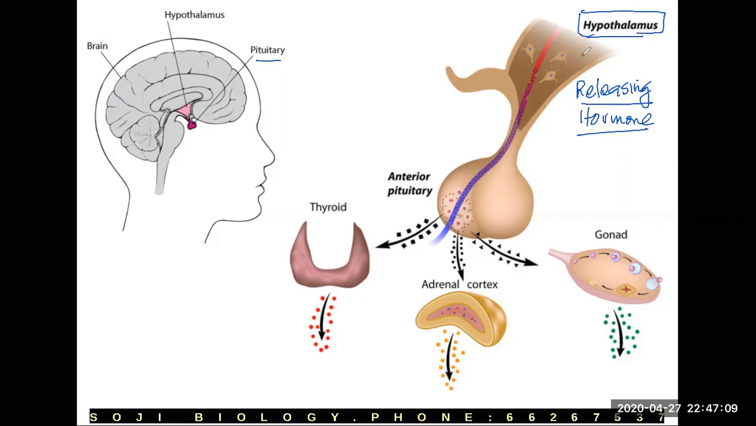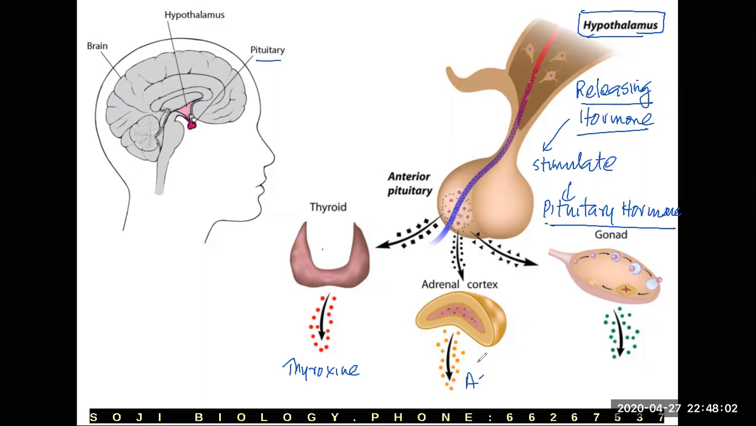From the hypothalamus it comes down to the pituitary gland. These hormones will stimulate, meaning activate, the pituitary gland to produce other hormones. Those hormones are called pituitary hormones. There are many pituitary hormones, and each is meant for a particular gland. There's a pituitary hormone for the thyroid gland, another one for the adrenal gland, another one for the testes and ovary. These pituitary hormones stimulate the thyroid gland, and the thyroid gland will produce its hormone, which is thyroxine. The adrenal gland will produce its hormone known as adrenaline. And the testes will produce their hormone called testosterone, and so on.